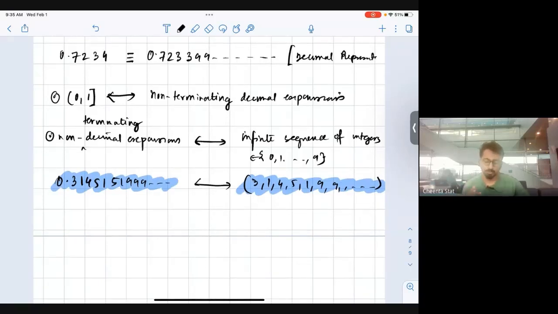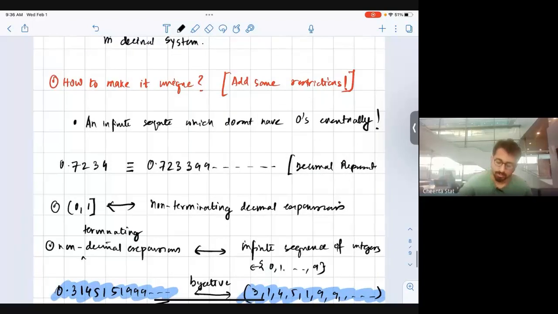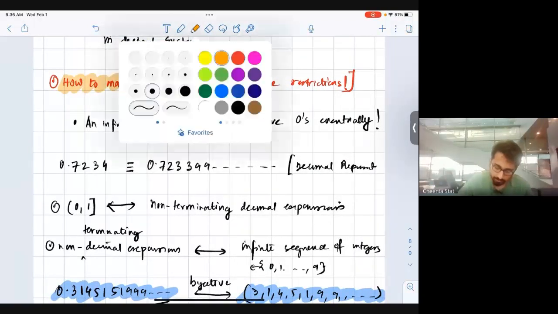All of you understood this is a one-to-one bijective connection. So instead of writing like this, we can write it as 31451519999 in this format, right? So this is interesting. This is the first step. So how to make it unique? We have found the solution by making it non-terminating.